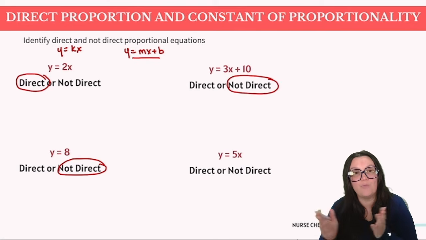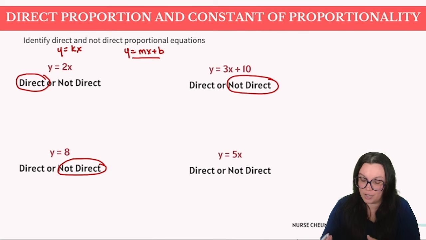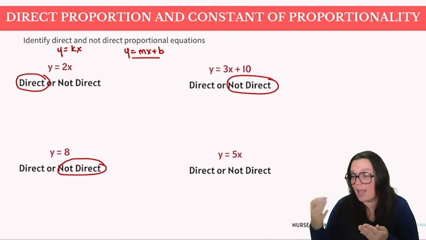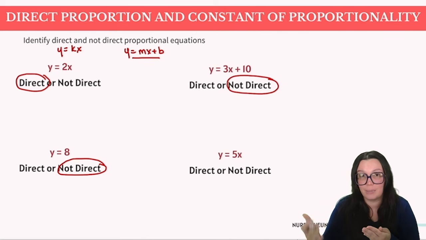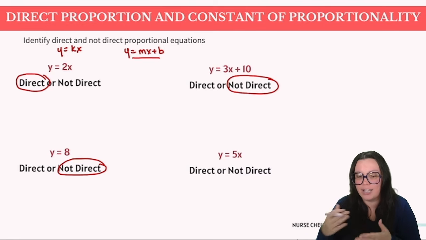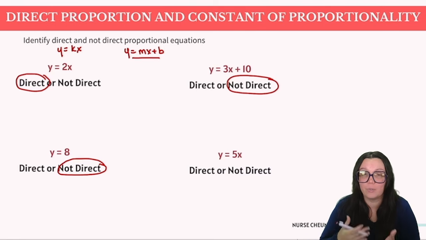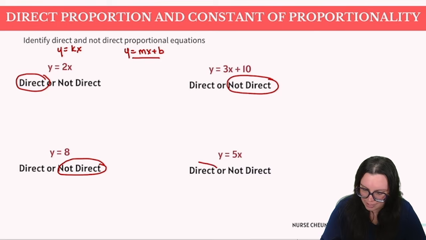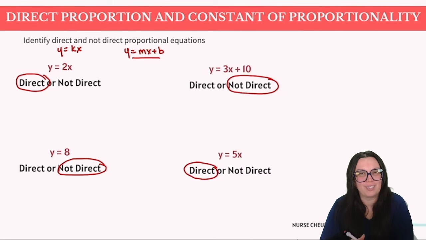And then lastly, we have y is equal to 5x. So 5 times x, as many times as we multiply something by that 5 with that x, it's going to be the same every single time. So we're going to have a linear equation. So this is a great example of a direct relationship.